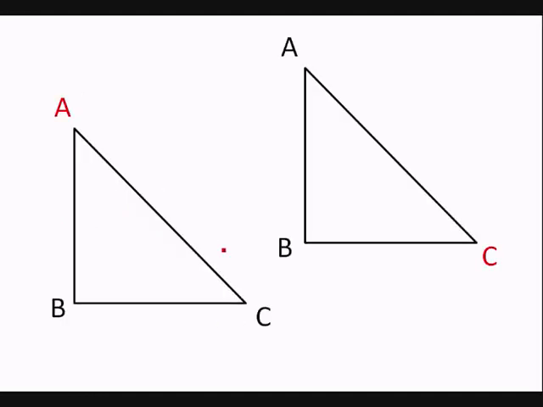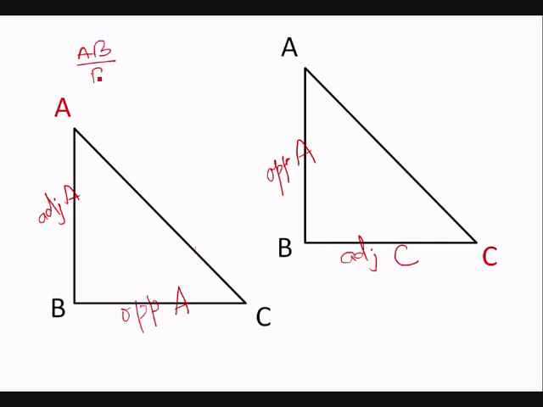In the triangle, when angle A was considered, BC was opposite to A and AB was adjacent to A. So I'll write it as adjacent to A and opposite to A. Whereas the same BC was adjacent to C and AB was opposite to C. Therefore, if you write the ratio, say for example, AB over BC, then if you are considering angle A, you should be writing it as adjacent to A over opposite to A.